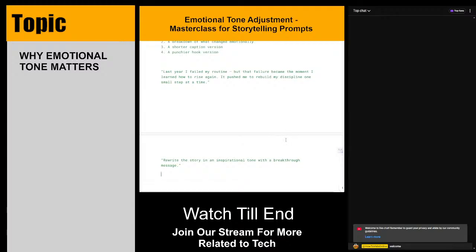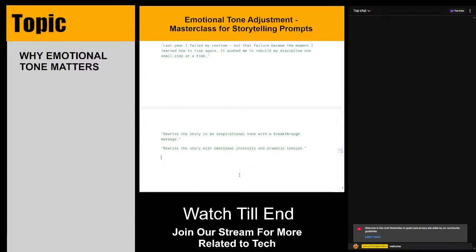Then we have the dramatic tone. Here we have the dramatic tone that amplifies emotions, tensions, and conflict. Its characteristics are high intensity, strong verbs, emotional contrast, and heavy pacing shifts. The words that can be used for it are collapse, shattered, confronted, spiral, haunting, breakthrough. The opening style for it is, I didn't see the collapse coming. If you talk about its example, we say, last year my routine collapsed, and when it did, I felt something inside me collapse too. So here is the prompt you can use to write the story in a dramatic tone. Here we will say, rewrite the story with emotional intensity and dramatic tension.